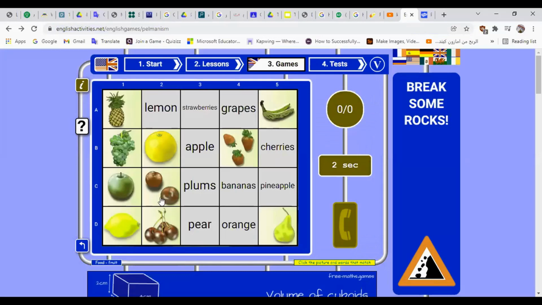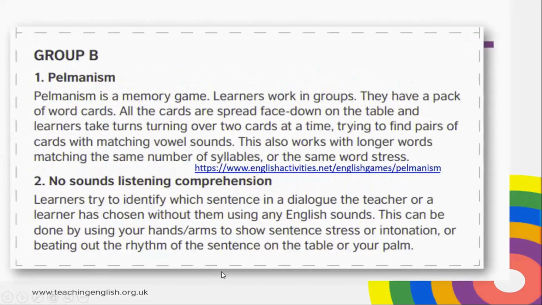You choose anything. The point here is you have to memorize, because it's a memory game. You have to memorize the names of the fruit, for example, and their pictures. This is for kids, but for elders, you can use the two things as vowel syllables, like this one. This is orange, orange. Okay, got the idea? After that, we have the activity which is called No Sounds Listening Comprehension.